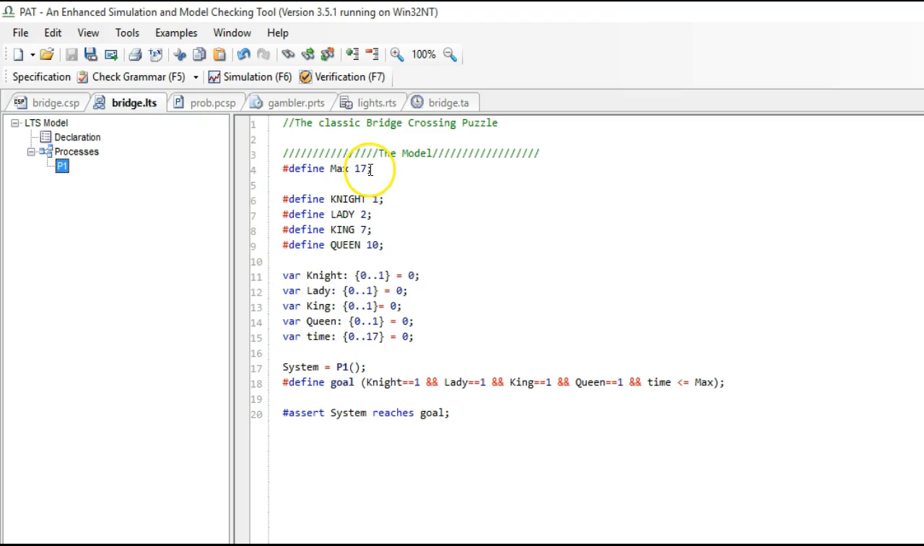We have some definitions. 17 is the maximum amount of time we're going to allot. This is the speed of each of our players. These are our 4 players. 0 means they're on the left, 1 means they're on the right. This is our timer, which can go from 0 to 17. Our system is P1, which I'll show you in just a minute, and our goal is to get all 4 players on the right side within the maximum allotted time.